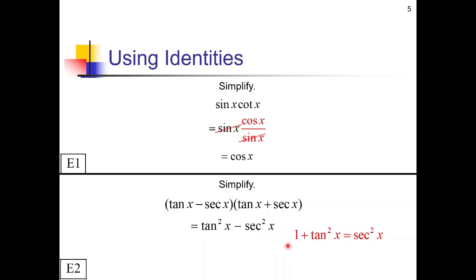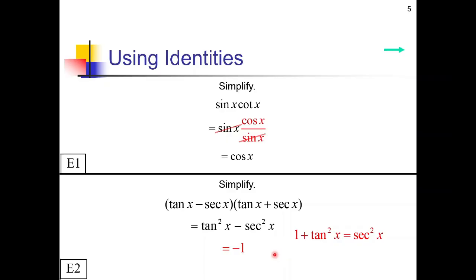One thing I could do is make my identity look exactly like the expression over here. So if I wanted to get tan squared minus secant squared, over here I would have to subtract secant squared and then subtract 1 over to the other side. If I did that, I would see that tan squared minus secant squared equaled negative 1. So we could do that and directly substitute it out and get negative 1 for this expression.